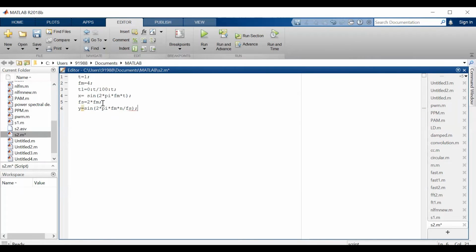So what is the value of n? n will go from -1 with an interval of 0.1 to 1. So this is nothing but 1 by f of s, t of s. So sine 2 pi f of m into t of s, but we are using the interval.